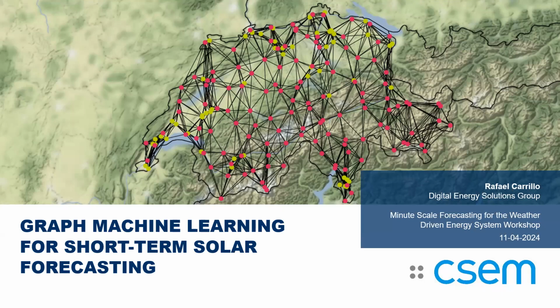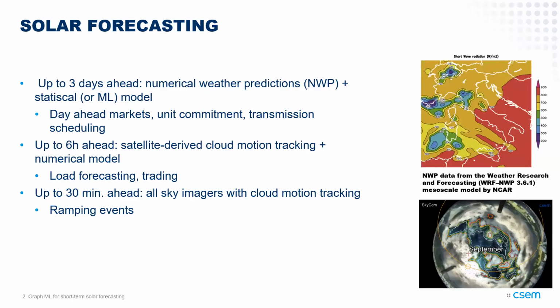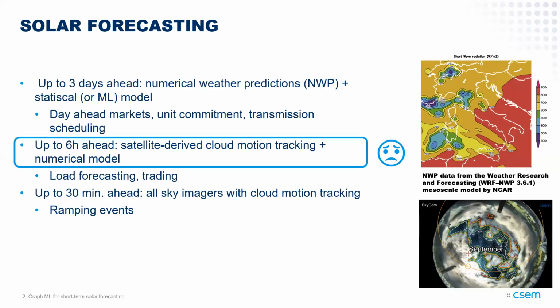So hello, thank you for hosting me. I'm Rafael Carillo. I'm a senior scientist at Jie Yan in the Digital Energy Solution Groups. Today, I'm going to try to speak about graph machine learning for short-term solar forecasting. So given that the title of the workshop is minute scale forecasting, actually my work lies up to 6 hours ahead with a resolution of 15 minutes. So please bear with me. I'm still in the minute scale, but not really a very short time scale forecast. So it's a 15-minute resolution forecast with 6 hours ahead. Just to set the expectations.